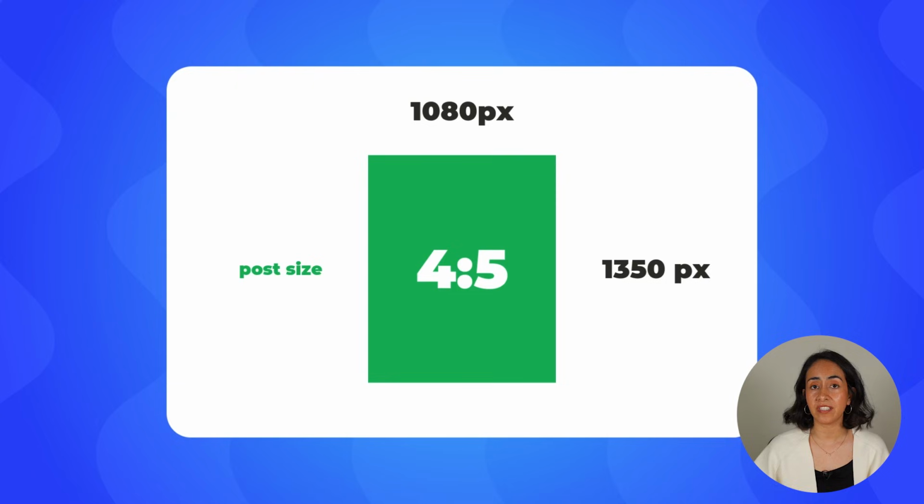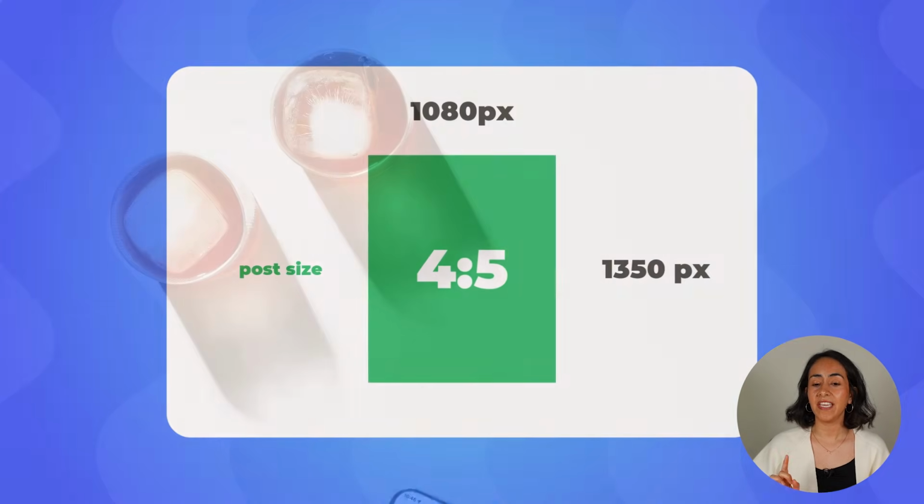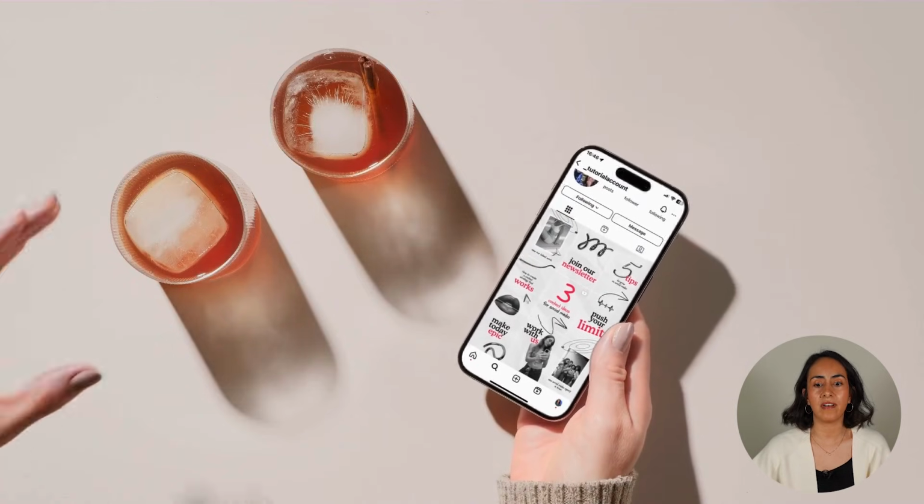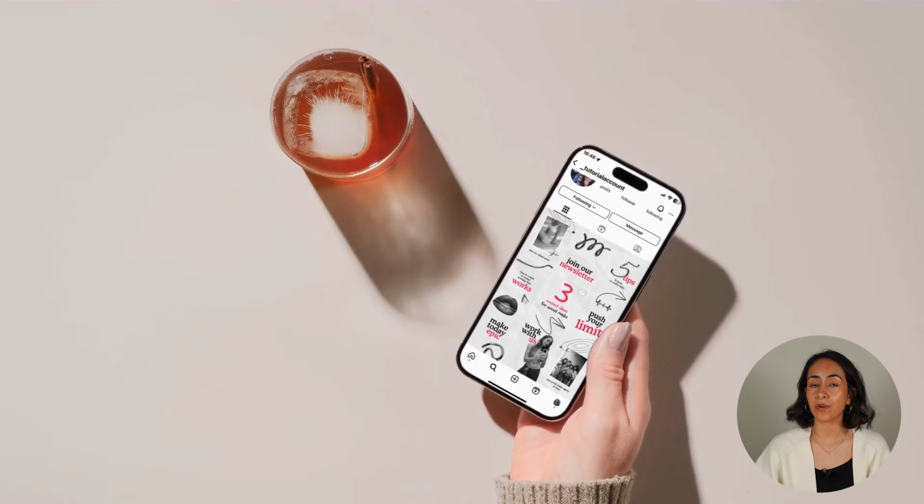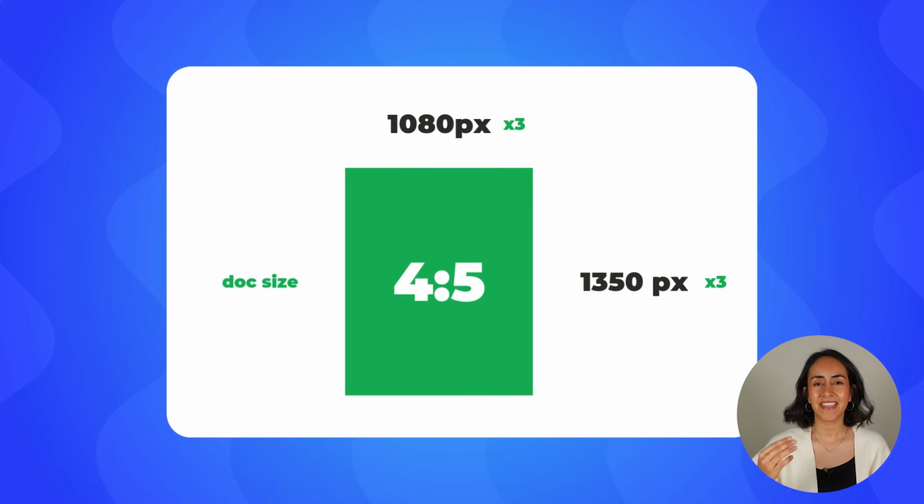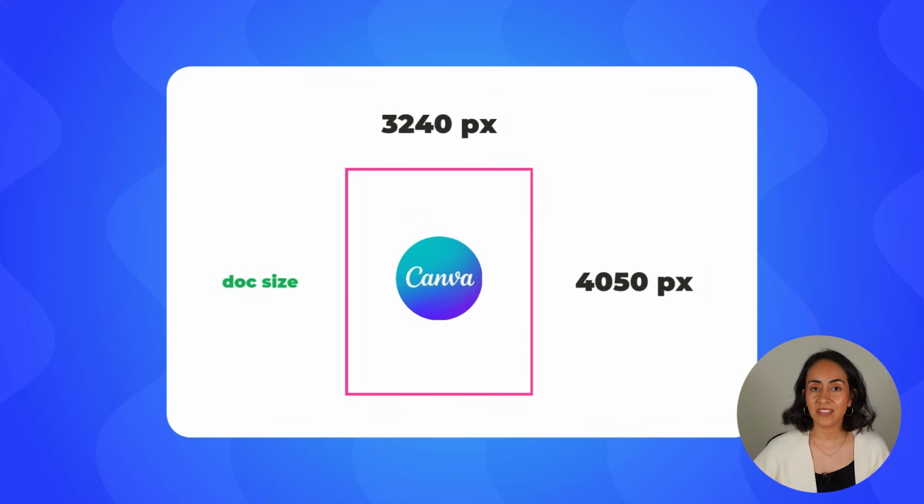Before we start designing, we need to have very clear the new size of our Instagram posts. So the new size is 1080 by 1350 pixels. This is a ratio of 4:5, and if we want to create a puzzle like this one in which we see a grid of 3:3, we need to do the math. So basically we are going to multiply these numbers by 3, and this is going to give us the right size to create our Canva document, which is 3240 by 4050 pixels.